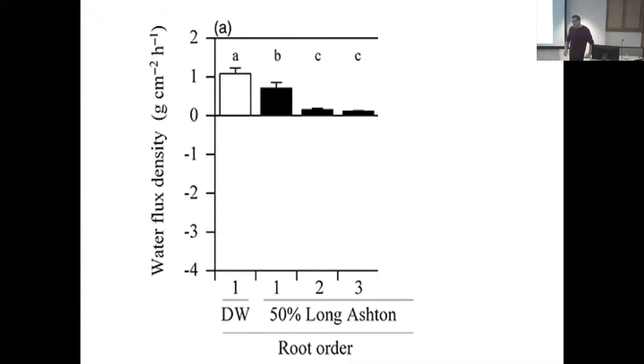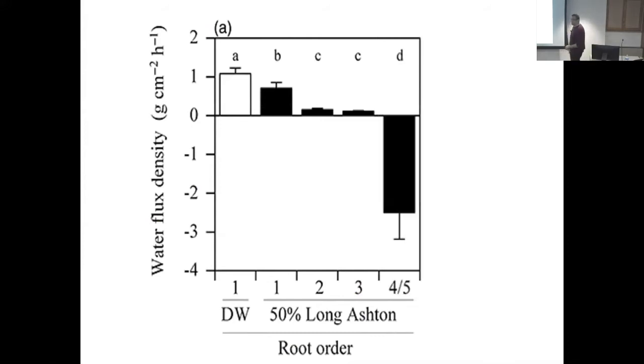And then the really surprising thing, and the thing that we had to repeat and repeat in order to make sure we understand what's happening, is when we went to the 4 and 5 root orders, the large roots, we saw water coming into the scale. The weight is going up. We couldn't understand it. It was happening, and we did it again and again, and that's what we saw. So we have an influx in root orders 1, 2, 3, and an efflux, water coming out from the high root orders.